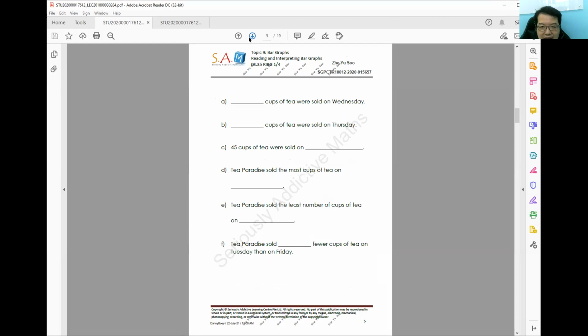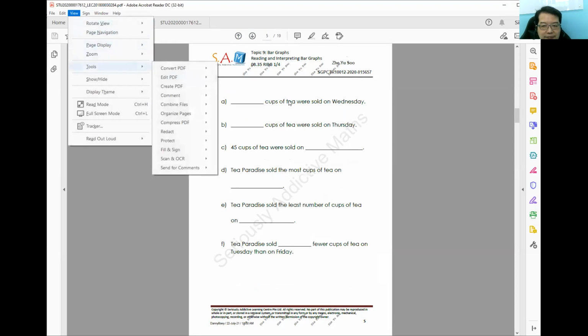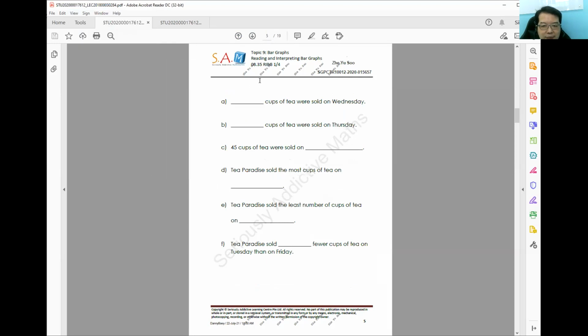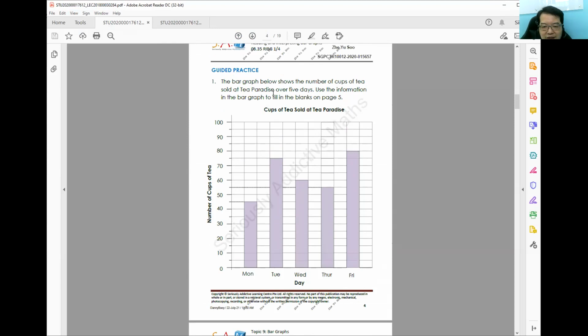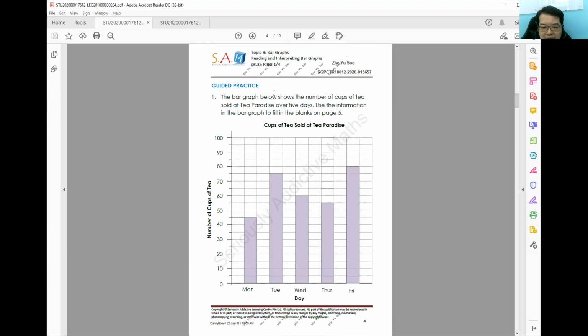Okay, all right, let's try. Now, in order for you to be able to see both pages at the same time, probably I cannot do that. So you might want to open up your soft copy, so that we can look at both pages at the same time. Otherwise, it would be a bit challenging. Okay, so what I'll usually do is, let's look at this bar graph first.